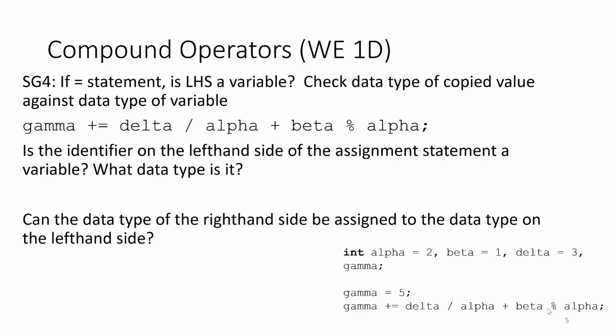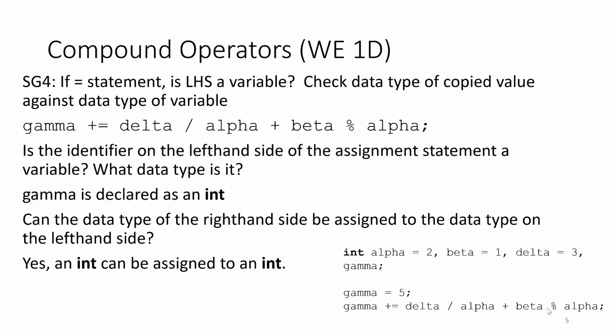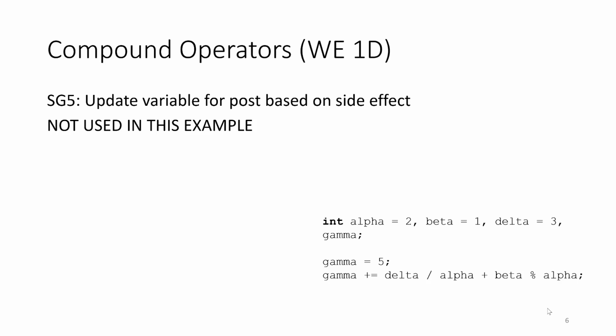Subgoal 4 says, look at the thing on the left-hand side of the assignment statement and determine its data type. Gamma is declared as an int. We know the expression on the right-hand side has been evaluated to an int, so yes, you can assign an int to an int. So the value 7 is then copied into gamma. Subgoal 5 is not used in this example.